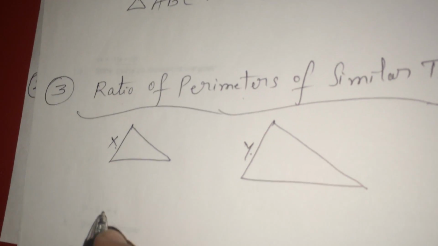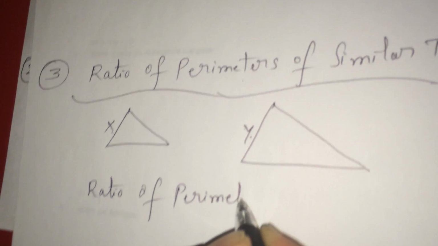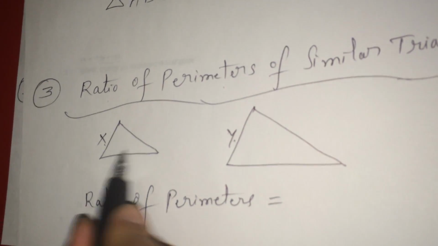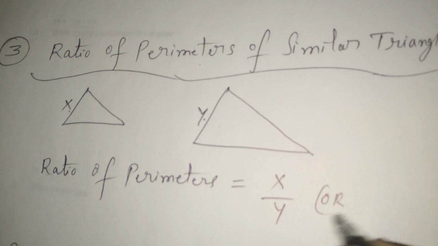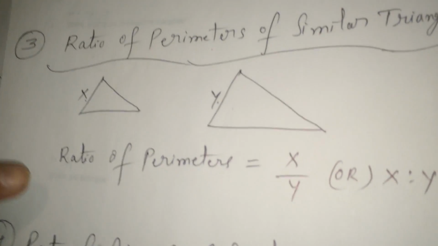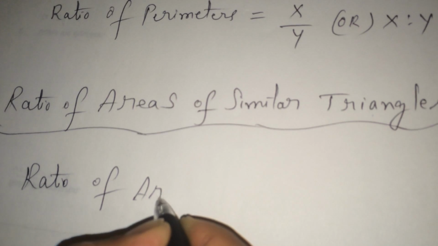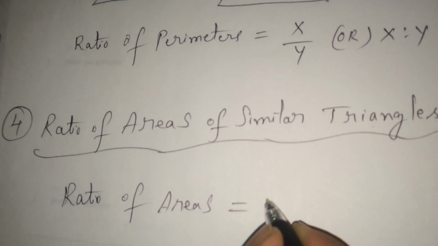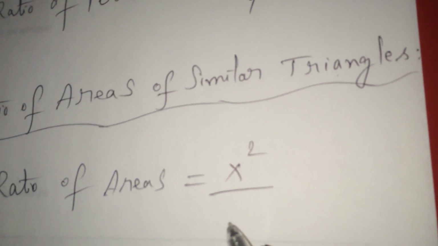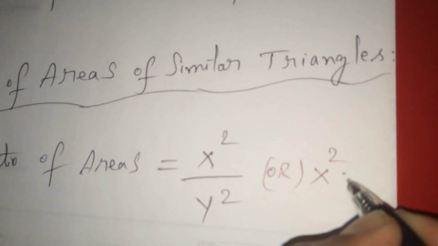If these two triangles are similar, then the ratio of perimeters is the same as the ratio of these sides. The ratio of perimeters of these two triangles is X over Y, or X is to Y. If you take the ratio of areas of these two triangles, then it is equal to the ratio of the squares of the sides. That means X squared over Y squared, or X squared is to Y squared.